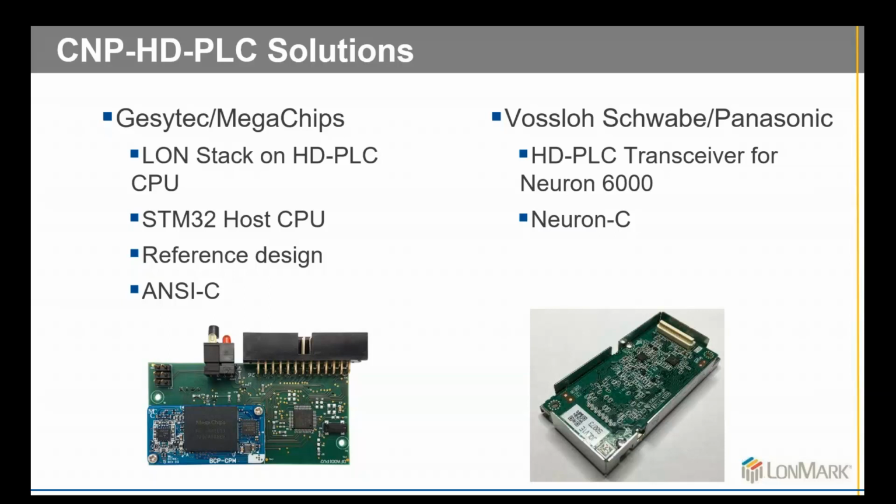The alternative solution you see on the right side from Foster Schwabe and Panasonic, they have built an HD-PLC transceiver for a Neuron 6000. So, you know, a Neuron chip can drive different transceivers like the TP-FT10 or an RS-485 or other physical layers. So they made a transceiver which can be easily adapted by the communication ports to a Neuron chip, and then you have a very simple solution to make it together with a LON chip, and you can still use your existing know-how in Neuron C, or you can even upgrade your applications to use the new physical channel.